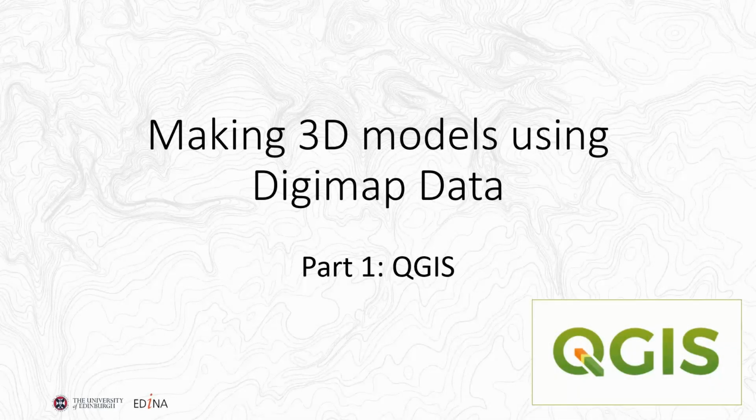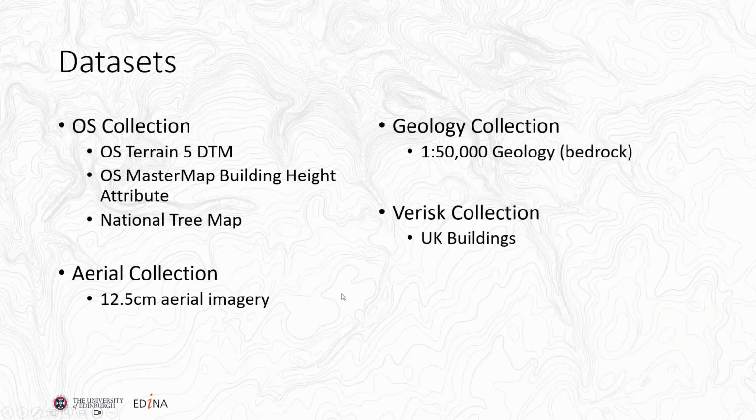Today we're going to look at how to make 3D models using data from Digimap, and we're going to be using QGIS. There's a number of different data sets that we're going to use. These are shown on the screen at the moment. We'll go through these in a bit more detail as we work through the practical though.